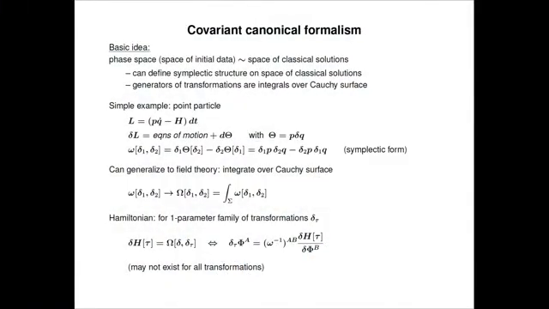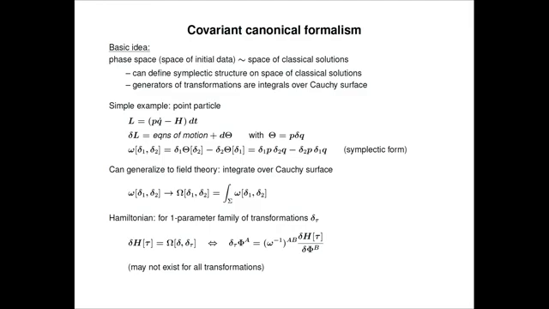Okay, so a little diversion next. We're actually almost finished, given these symmetries. But I want to describe everything in the covariant canonical formalism. So let me give a brief introduction to this for those of you who aren't familiar with it.